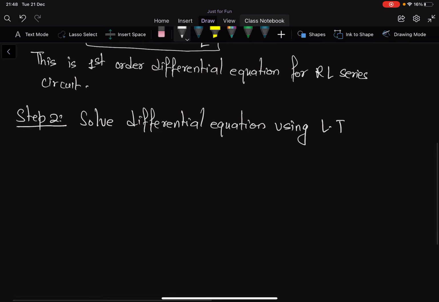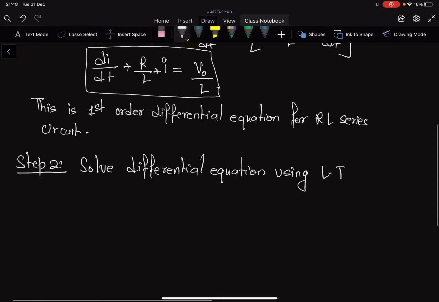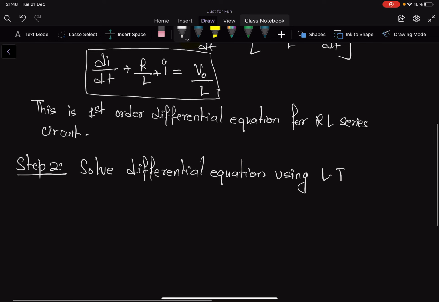Now, whenever we are using Laplace transform, we need to make sure that the formula is with us. If we look here, we can write this equation. Let's call this equation number 1.